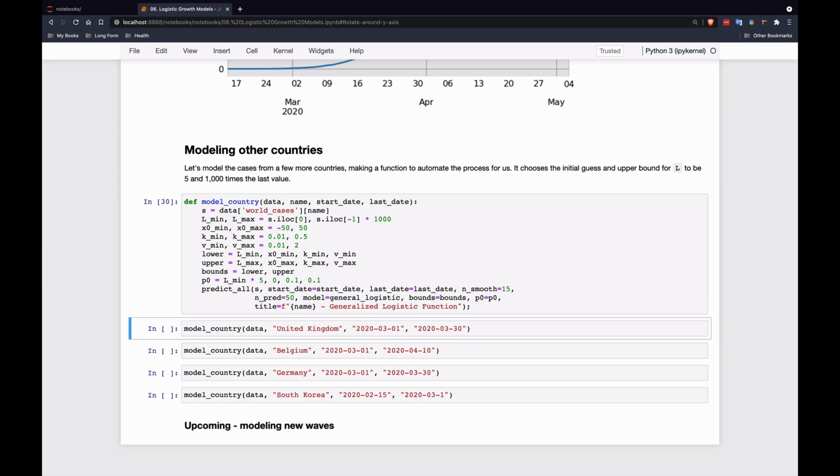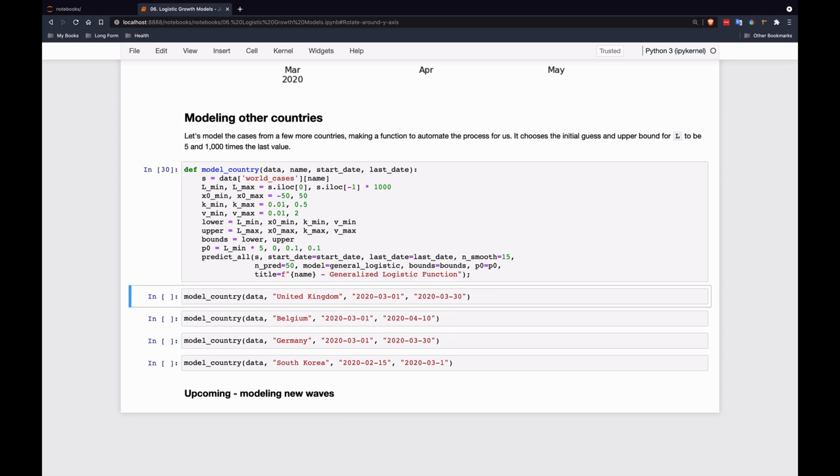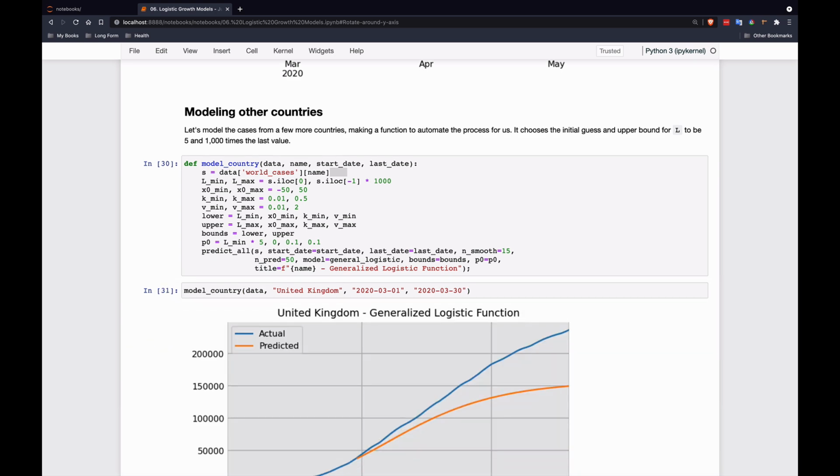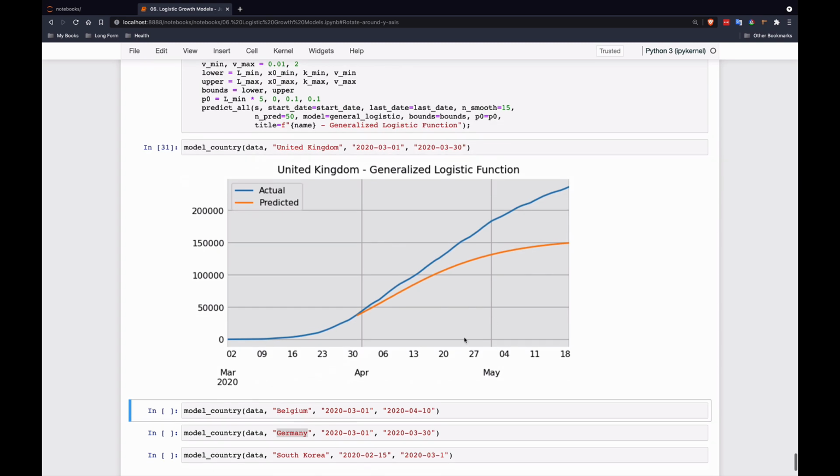So let's go ahead and execute this cell so we get that function in our namespace. It's going to be given all of the data. It's going to retrieve that country's coronavirus case curve, and then we're going to give it a start and end date. So we see we're using different countries, but we're also using different start and end points just to see how the model fares. So here is the United Kingdom, pretty early in its case wave.